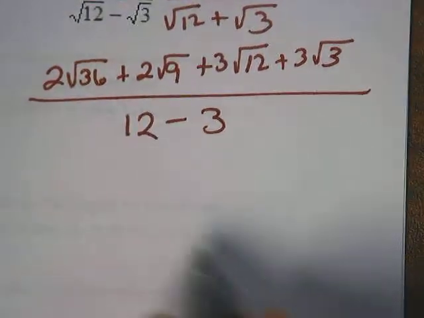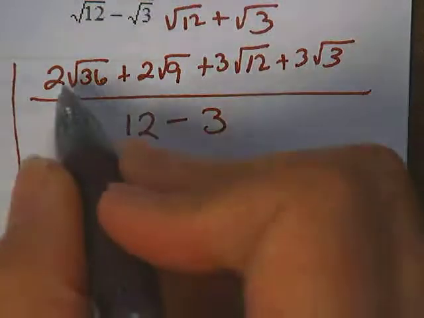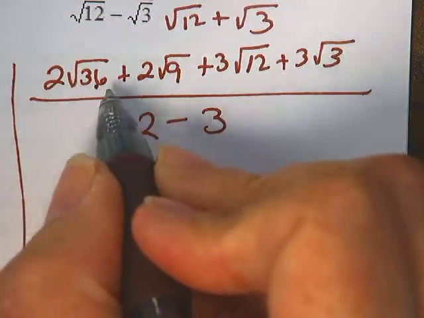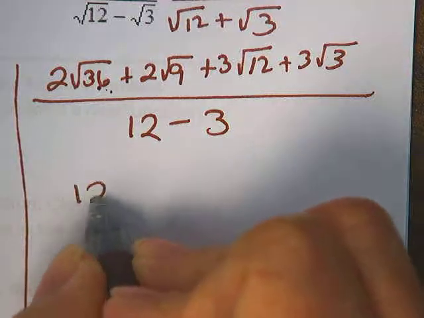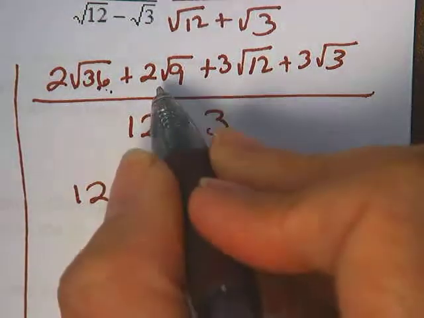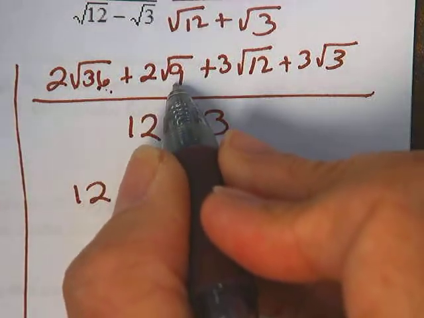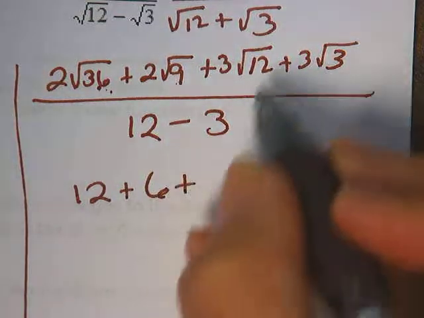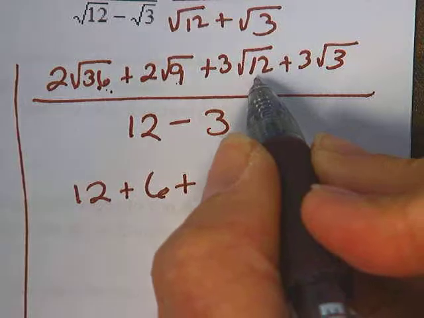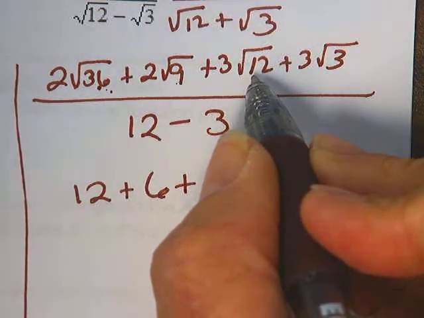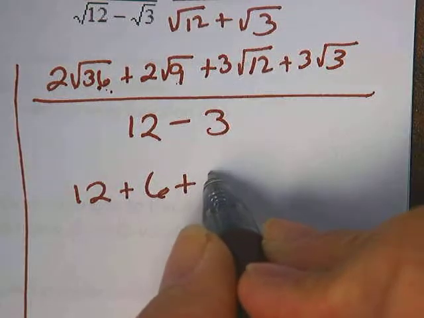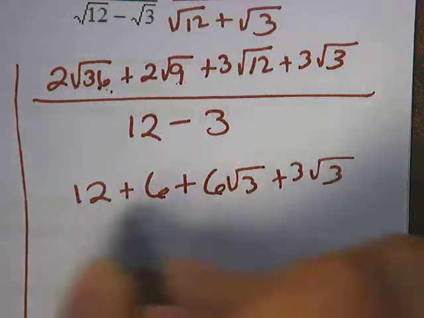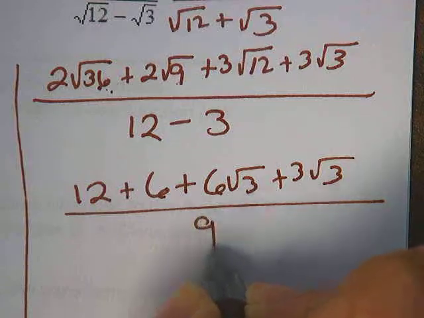Okay, let's simplify the top and we'll be done with this problem. 2 times the square root of 36, which is 6. That gives you 12, plus 2 times the square root of 9, which is 3, so 3 times 2 is 6, plus the square root of 12 can be simplified into 2 times the square root of 3, so 2 times 3 is 6 square root of 3, plus 3 square root of 3 over 9.